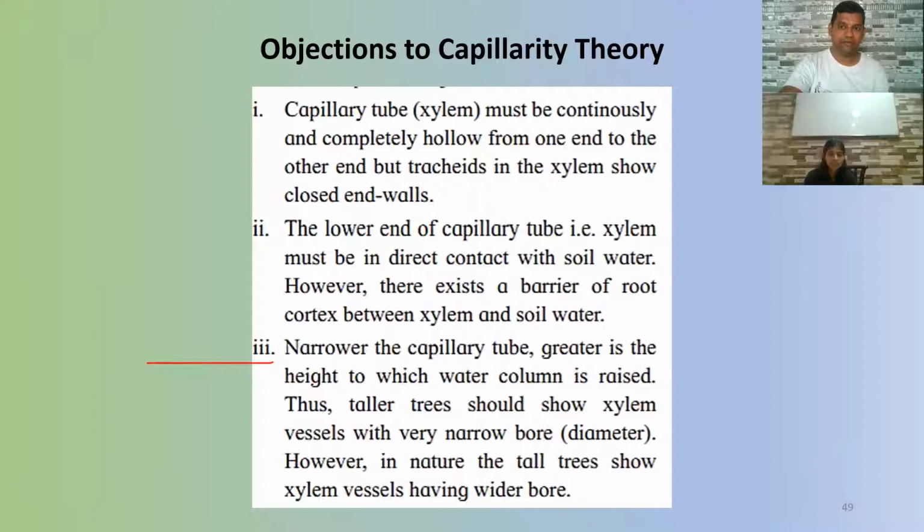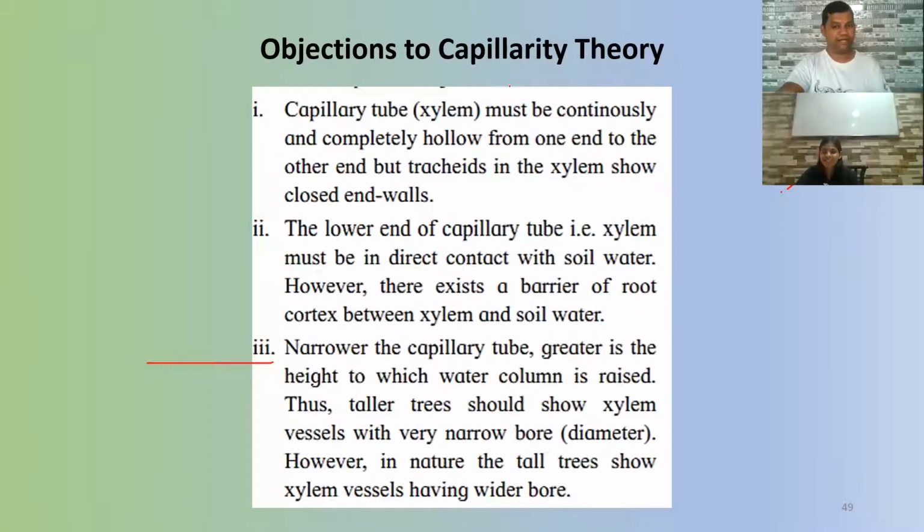See, xylem tube should be long and continuous like this. And it should be totally hollow from one end to the other end also. Okay, in that case, it might be possible कि अंदर पूरा एक continuous column maintain होगा. Like imagine a very long straw.